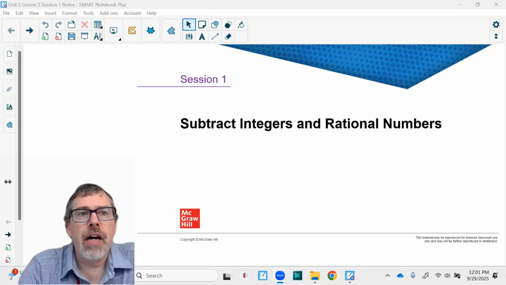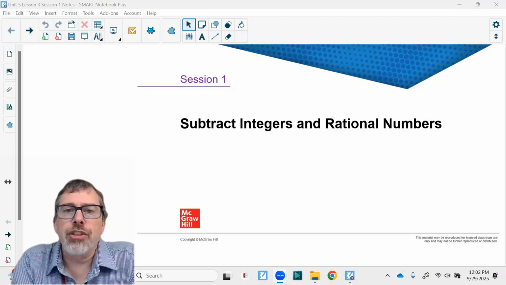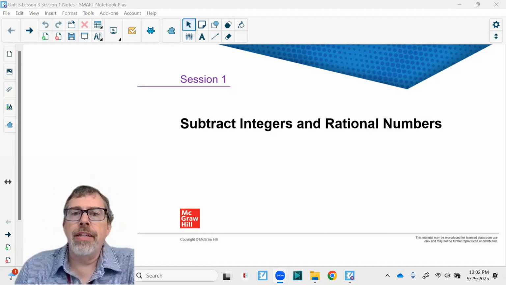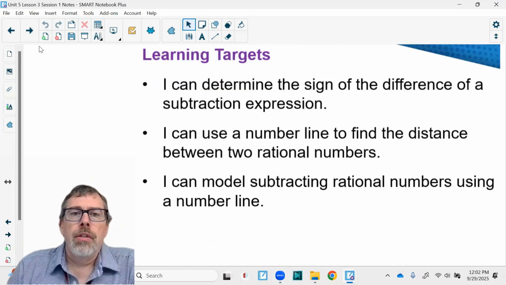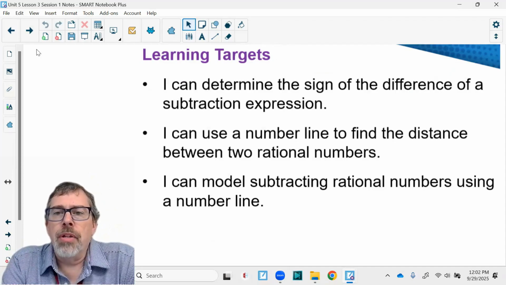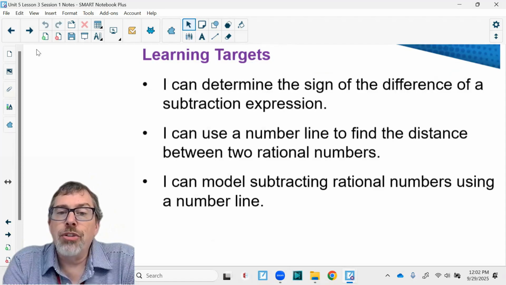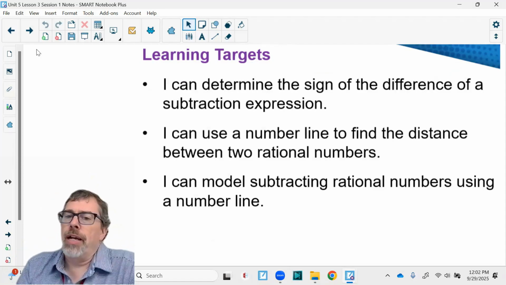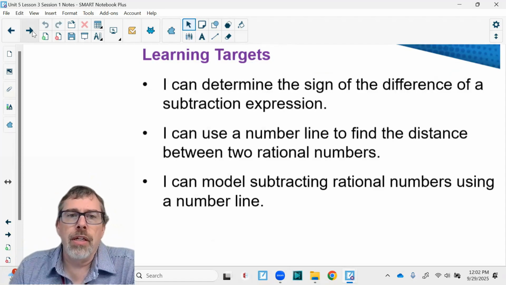This is Unit 5, Lesson 3, Session 1, Subtract Integers and Rational Numbers. Okay, learning targets include I can determine the sign of the difference of a subtraction expression. I can use a number line to find the distance between two rational numbers, and I can model subtracting rational numbers using a number line.